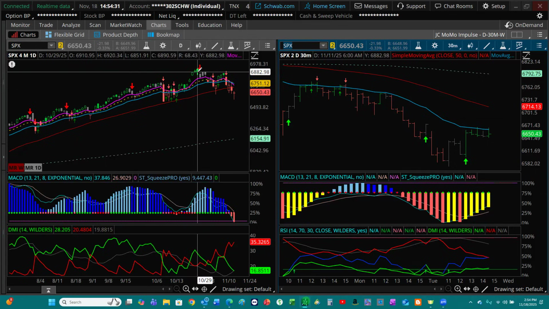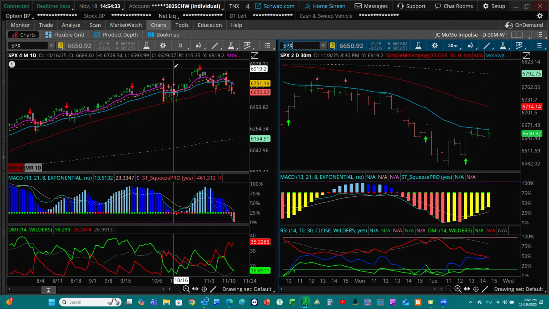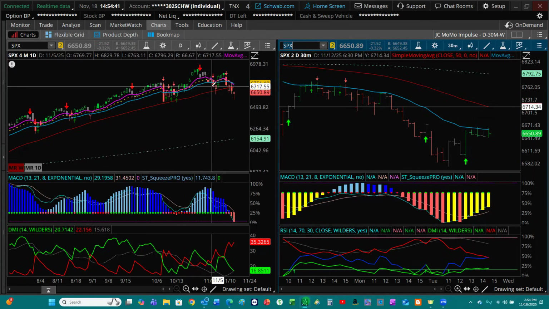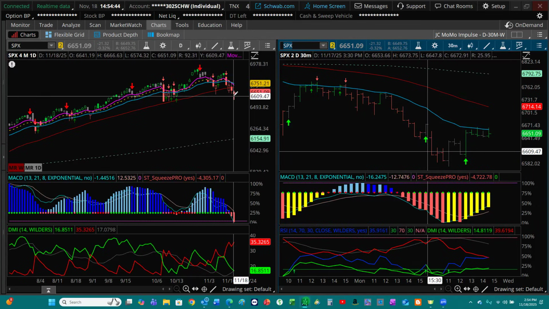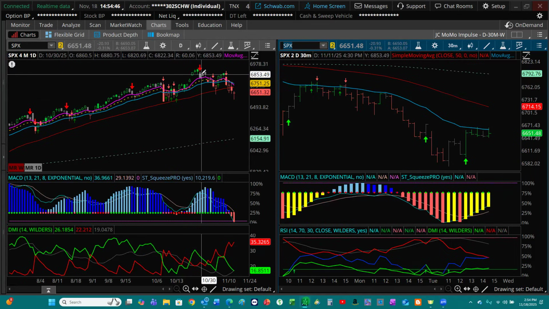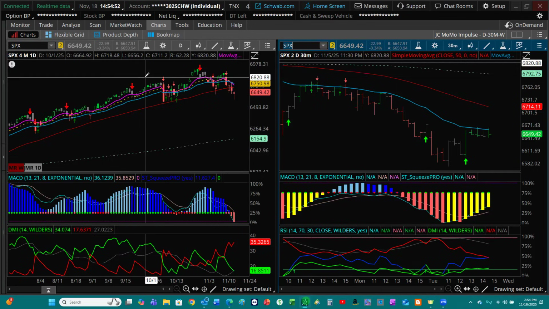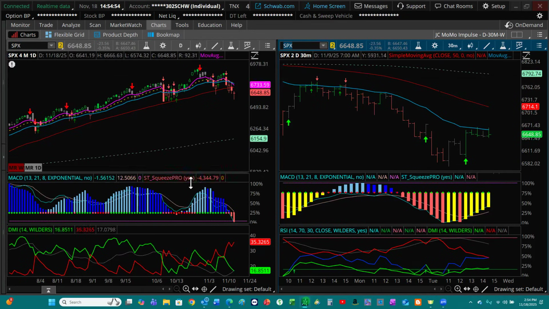Then I use the impulse system, which I've covered before in a Technical Tuesday. Impulse, basically, if it's green, it means that both trend and momentum are positive. If it's red, that means both trend and momentum are negative. And if it's gray, or actually blue, but I changed it to gray, gray means it's neutral, meaning it's neither positive nor negative, or one of the two is plus or minus. So that's what it looks like.